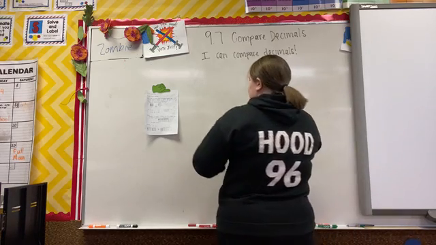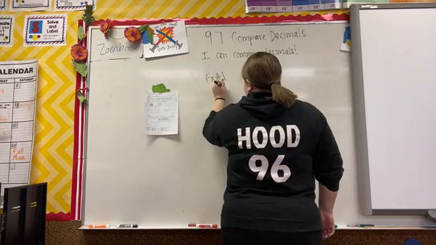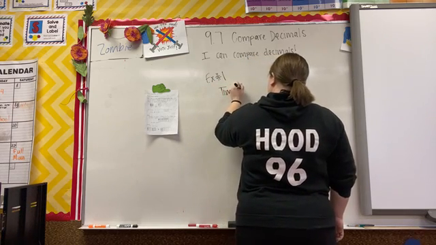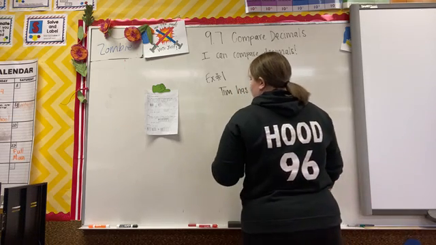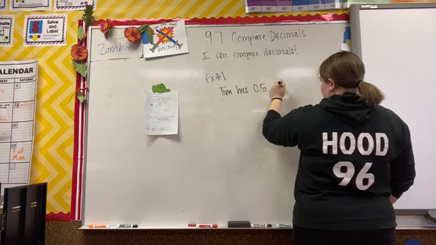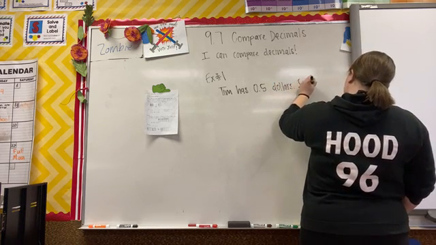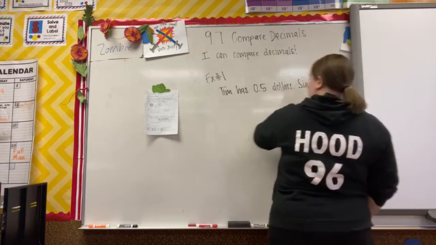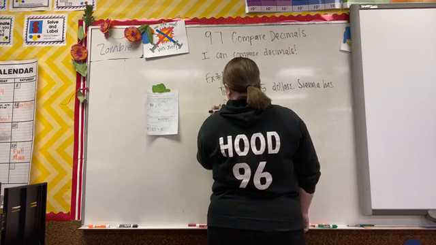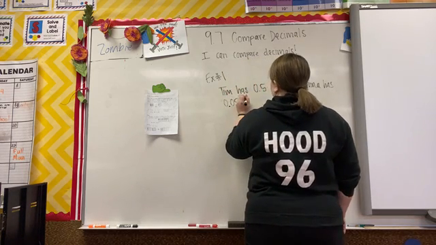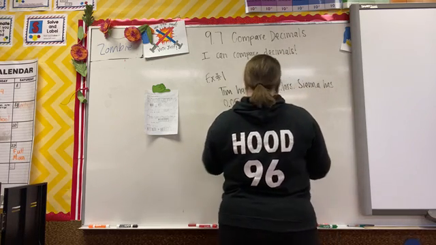Okay, example number 1. Tim has 5/10ths. Sienna has 0 and 5 hundredths dollars. Who has more money?